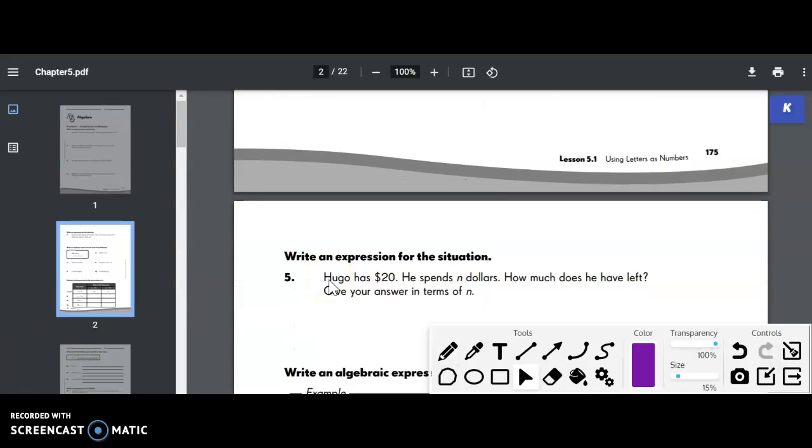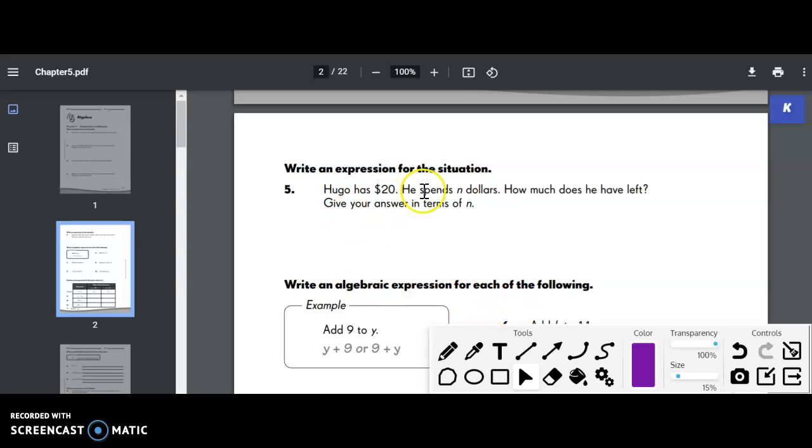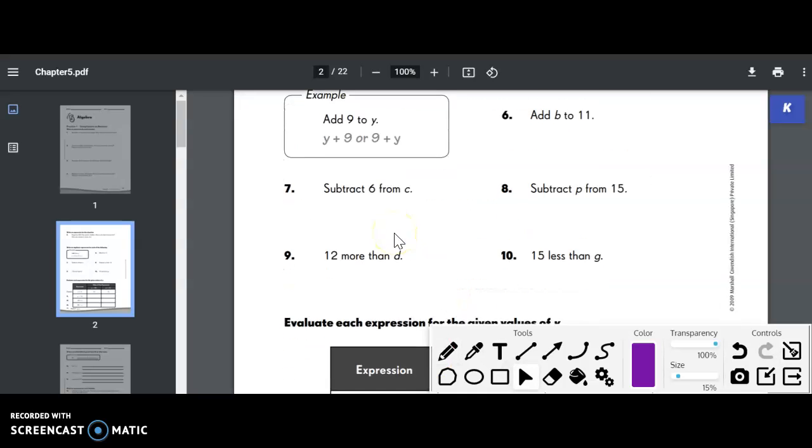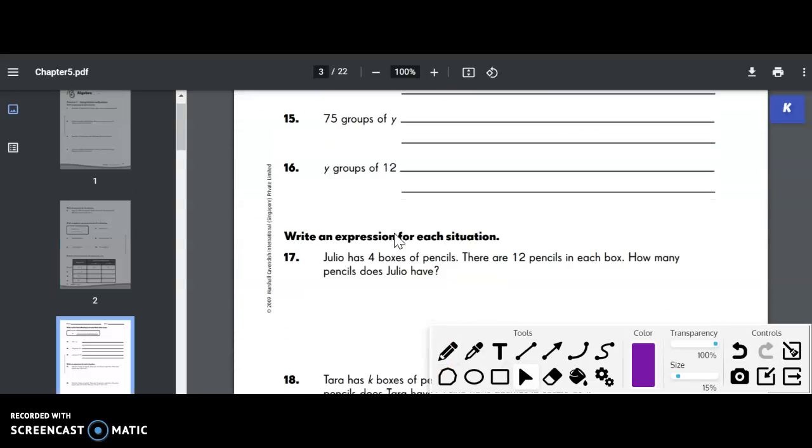Let's keep doing some more examples. This one's similar. Hugo has $20. He spends N. How much does he have left? Give your answer in terms of N. Well, this time he starts with 20 and he spends N, so we do 20 minus N. We're going to skip around a little bit because we want situational ones.